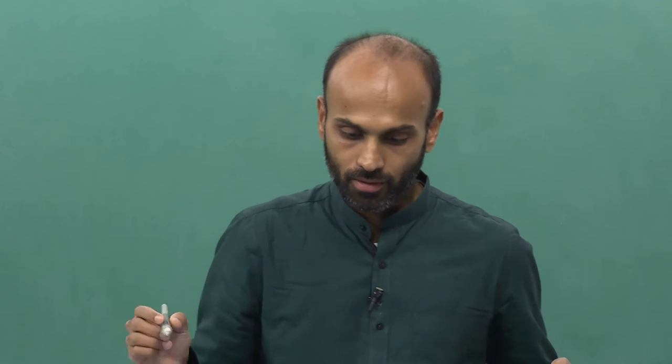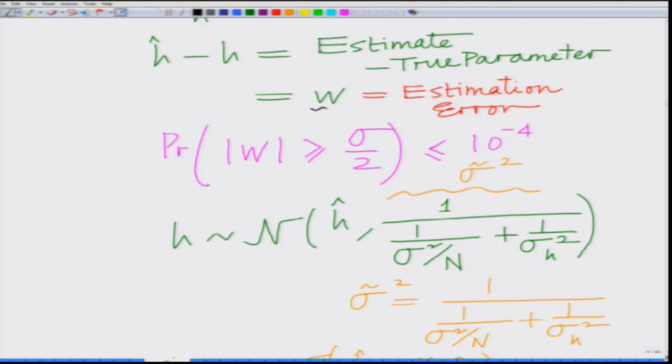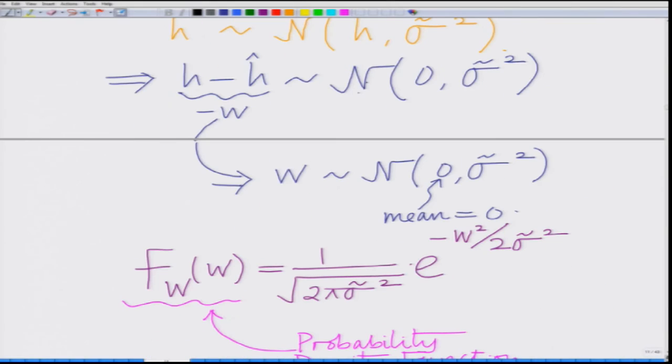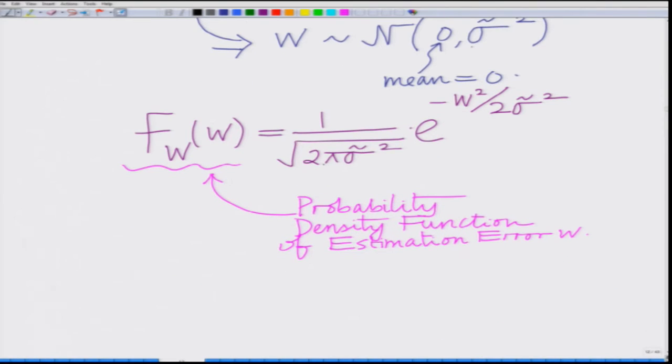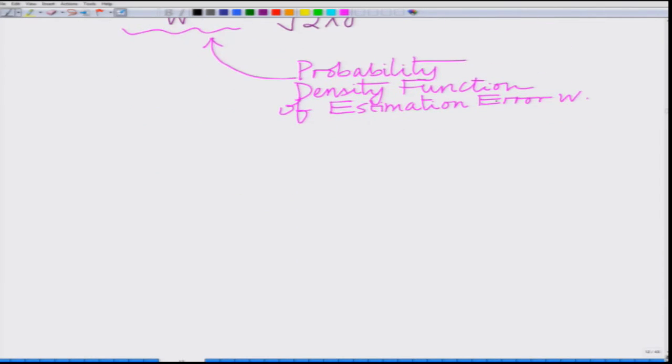And we have said that this mean square estimation error, w, is Gaussian with mean 0 and variance sigma tilde square. Therefore, its probability density function is 1 over square root of 2 pi sigma tilde square e raised to minus w square by 2 sigma tilde square. And we need the probability that magnitude w is greater than or equal to sigma by 2 to be less than or equal to 10 to the power of minus 4, which we have already seen.